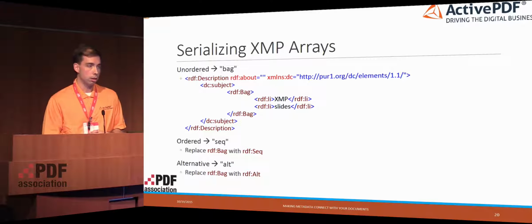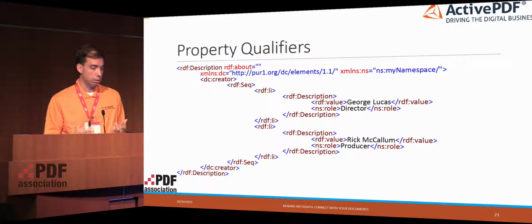Property qualifiers we talked about. When we serialize those, they have an inner RDF description, and they use RDF value. The final one allows us to specify that qualifier. In this case, we're using a made-up namespace, my namespace, and we're saying role. And so this allows us to specify George Lucas's role in this resource as director. And then this is inside of a list item, which is inside of a sequential array. The DC creator is a sequential order, so you can give preference to the creators that we use, whether it's alphabetical or importance or whatever you ascribe, but it is going to be a sequential array.